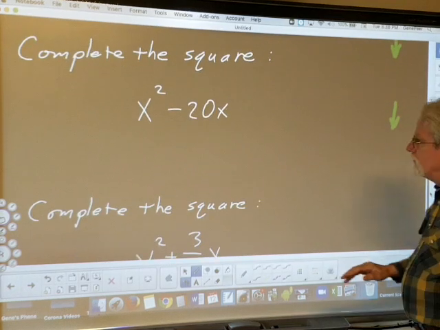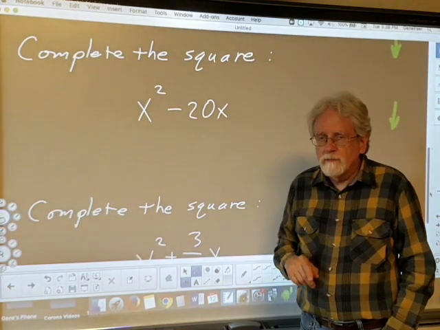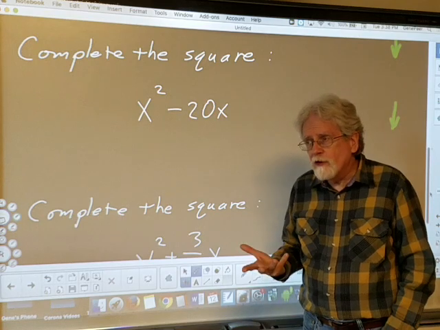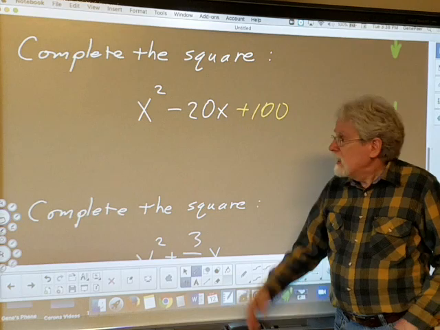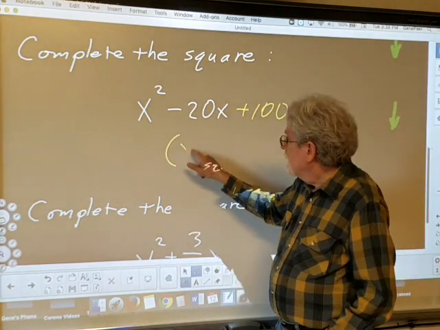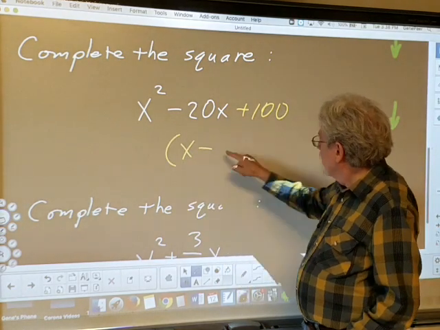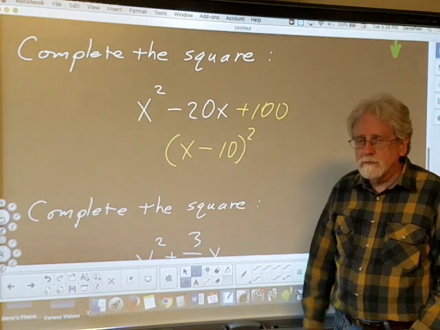Complete the square on this one. Half of 20 is 10, squared is 100. We just completed the square. If we wanted to factor that now, it would be x minus 10 squared. Done.